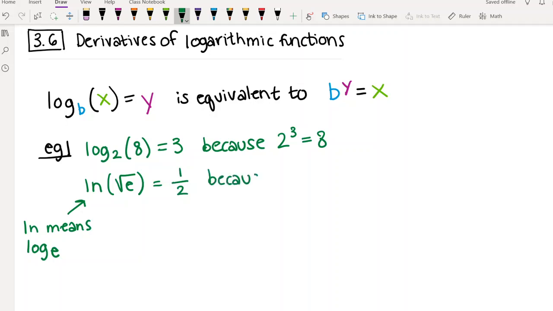Because if we take that base, the base isn't written here, but if you wanted to, you could put it in there. So that's the base. So e to the 1/2 would give you the square root of e.